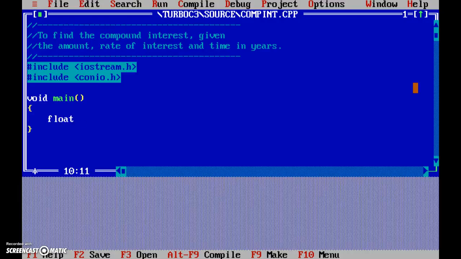So remember, since a lot of calculations are involved, we might have to go for decimal places. So float principal amount. It's always better to give proper meaningful names to the variables, so that is why I'm giving principal amount, net amount, then rate of interest, and the compound interest.